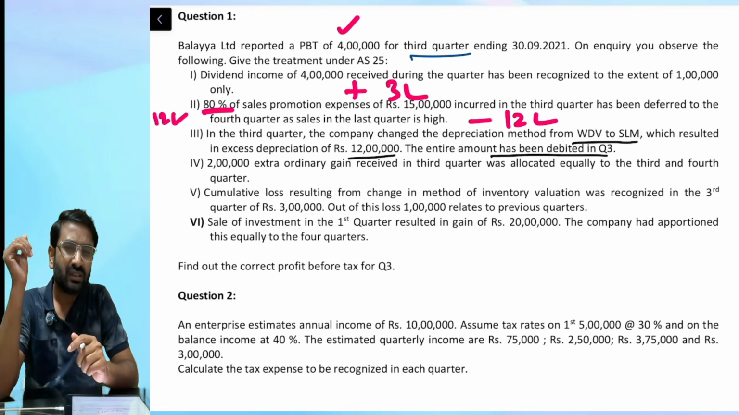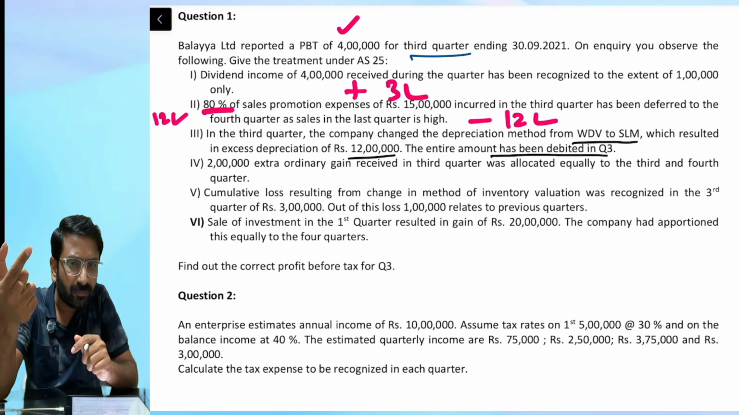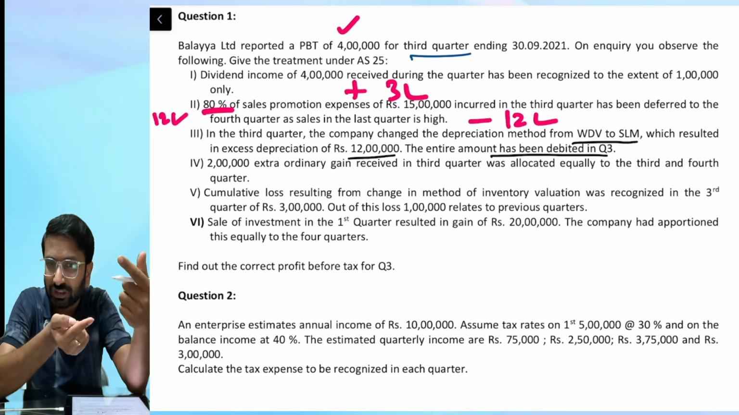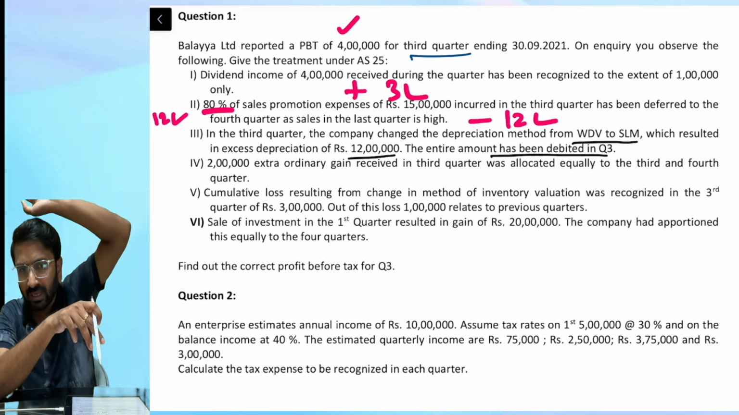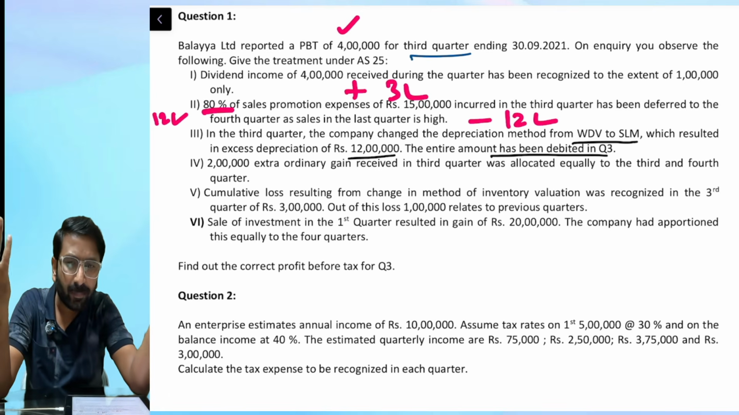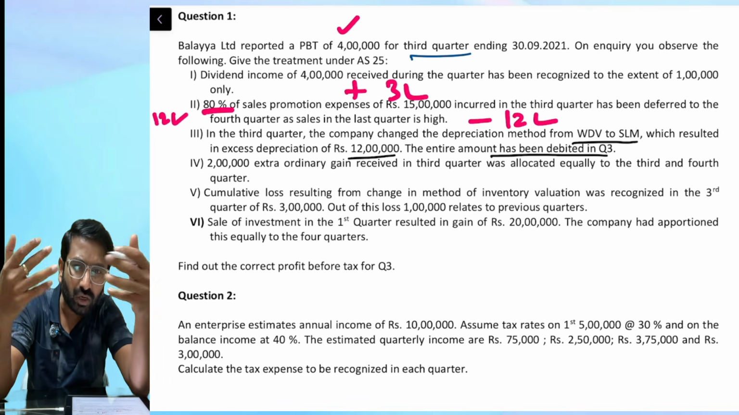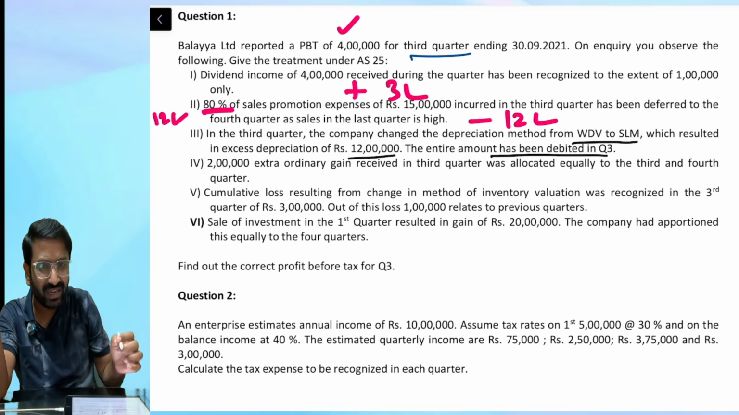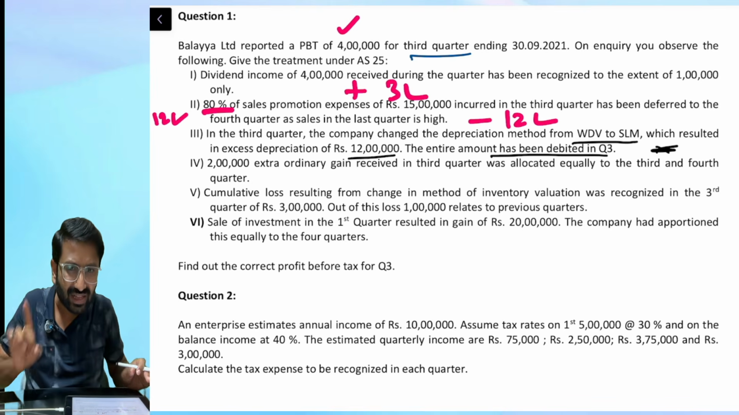Okay. This resulted in excess depreciation of 12 lakh and the entire amount has been debited in the third quarter only. Now, see, when you are changing the method of depreciation, if you are getting any extra depreciation, should we recalculate from the beginning or should I do it prospectively? Prospectively. And that's what the company is doing. They're doing it prospectively in the third quarter itself. And if they're doing the entire amount in the third quarter itself, can I say that is correctly done? And since it is correctly done, no need to do any rectification. This can be ignored. Is that clear?